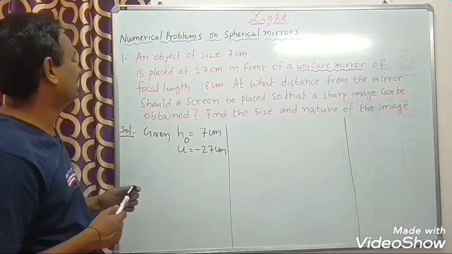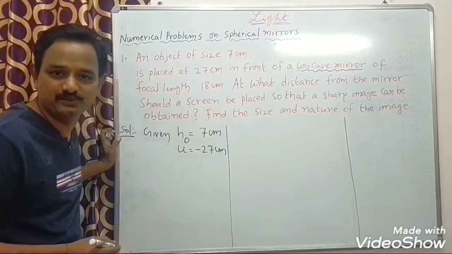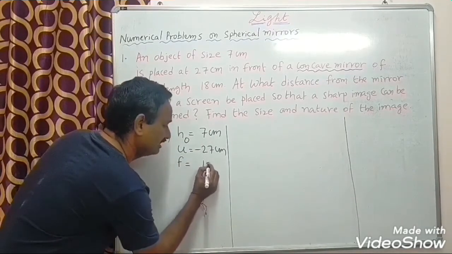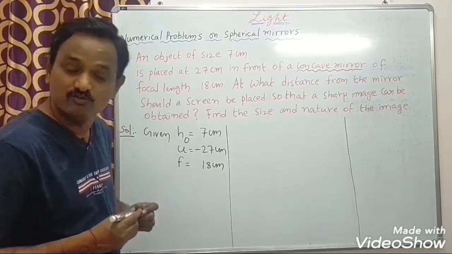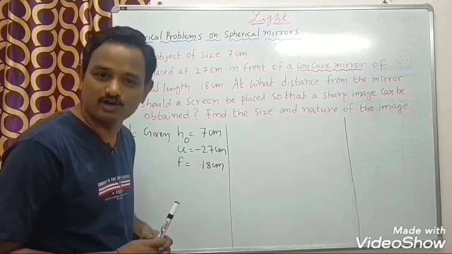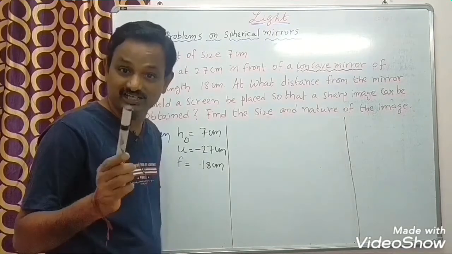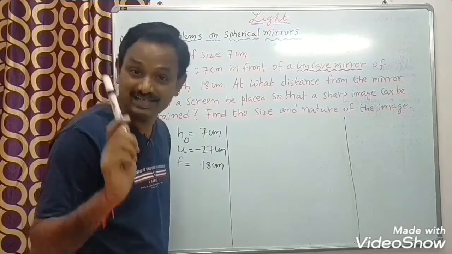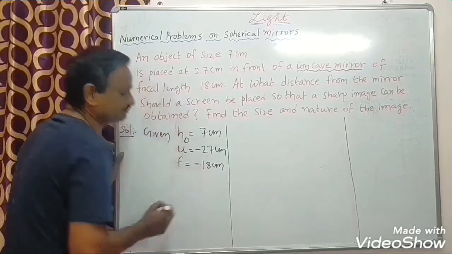Next, what have they given? Focal length given. Focal length how much? 18 cm. So focal length, small f, equal to 18 cm. Is focal length plus or minus? Focal length is minus, students. Why? Focal length for a concave mirror we will take in front of the mirror, that is parallel to the negative x-axis. So focal length is negative. Look here, you have to take minus.